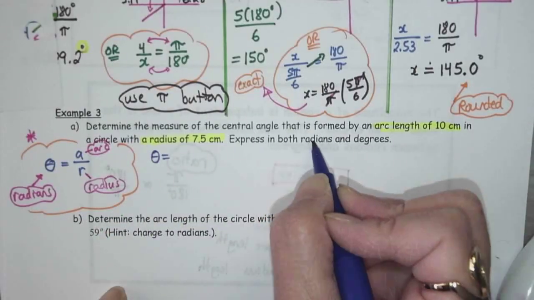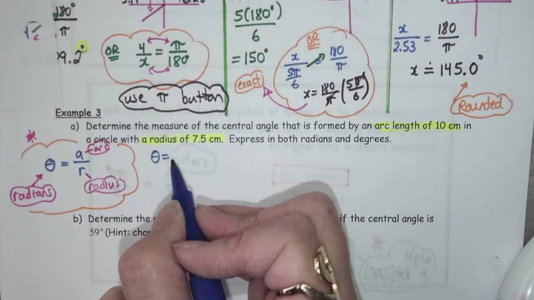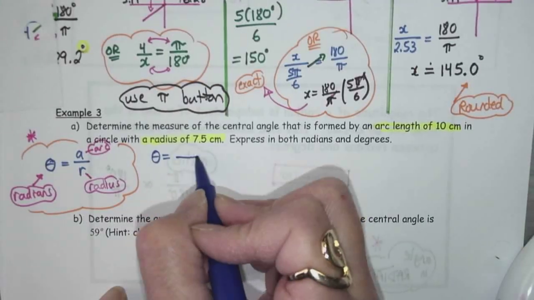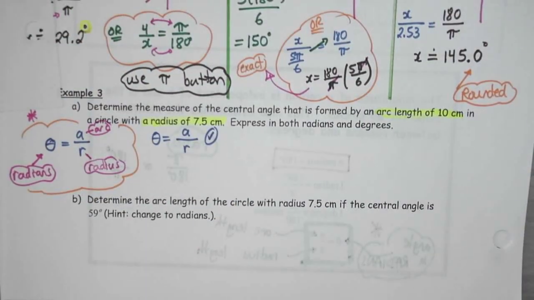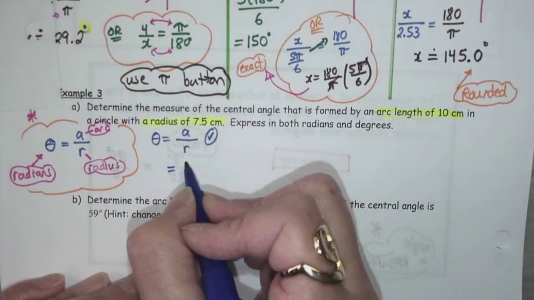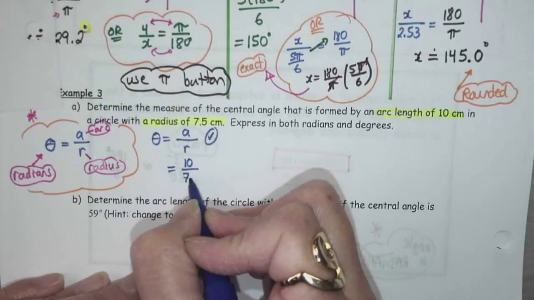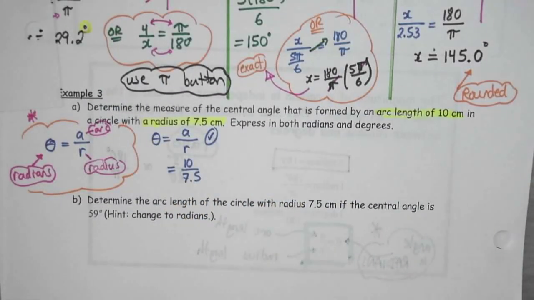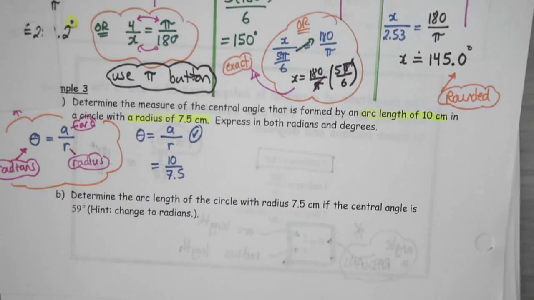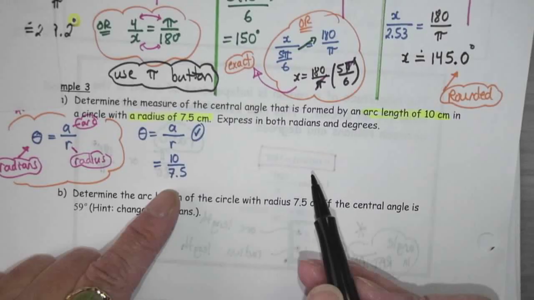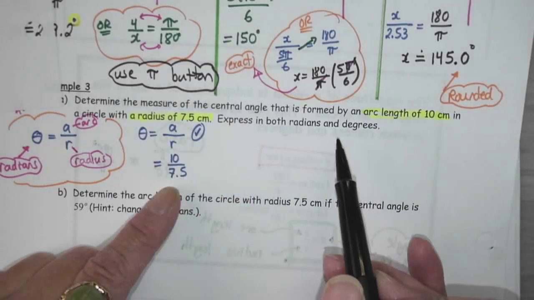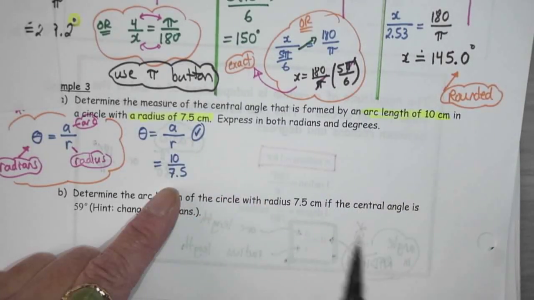So express in both degrees and radians, determine the measure of the central angle. This is the central angle. It's going to be A over R. Please give the formula. Yes, I do want the formula there. Then you're going to sub in the A, which is 10. The radius is 7.5. I chose this on purpose because it's funny. You guys forget your old stuff. If you have a decimal on a fraction, and I said to keep everything, I didn't say anything about rounding it. So you want to keep this exact as much as possible, whenever possible.